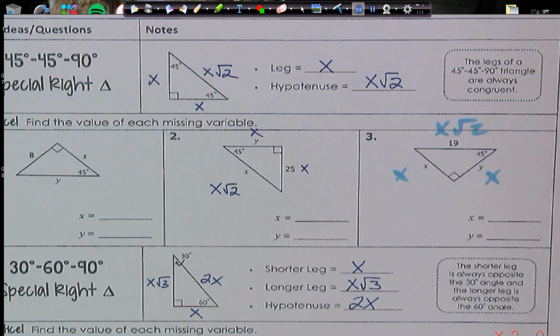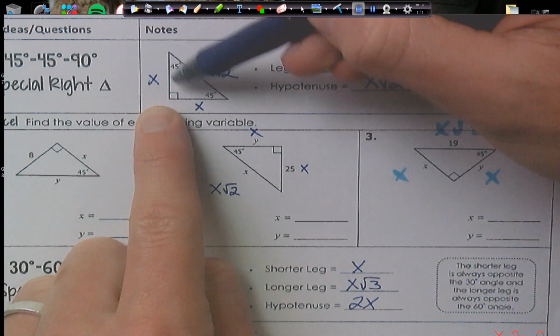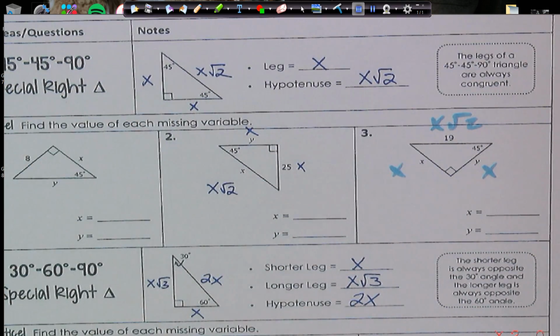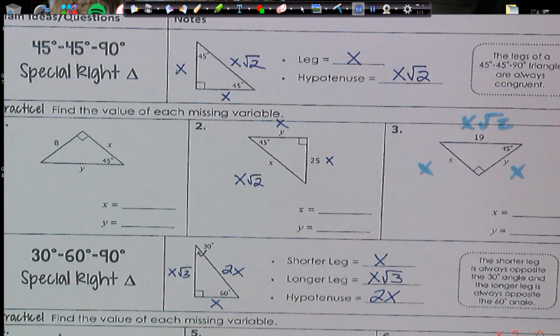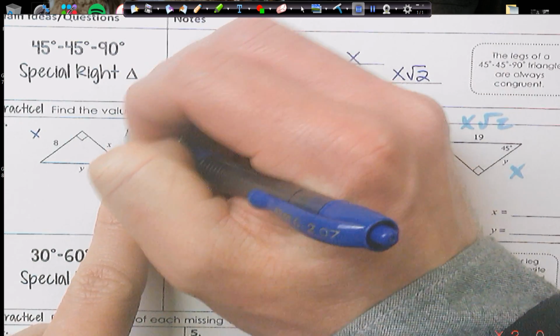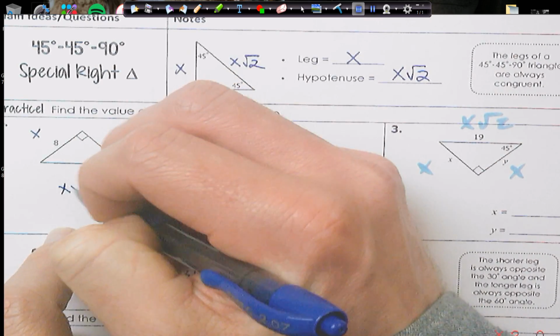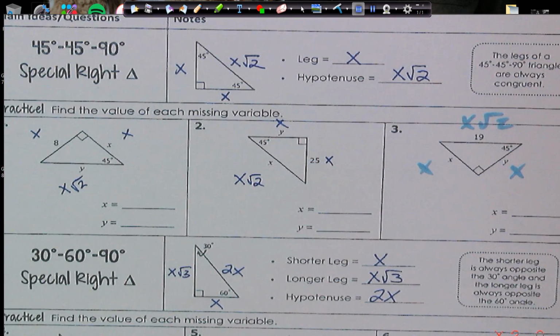45, 45, 90 is this guy right here. Again, across from the 45 are the x's, across from the 90 is x rad 2. And what we're going to do is go ahead and label all of our triangles to make sure they match up. So again, across from the 45 is x, 45 over here, x, and x rad 2. Okay, so to watch this video, you really want to listen to what I'm saying because there's sometimes not a lot to show. So here we go.